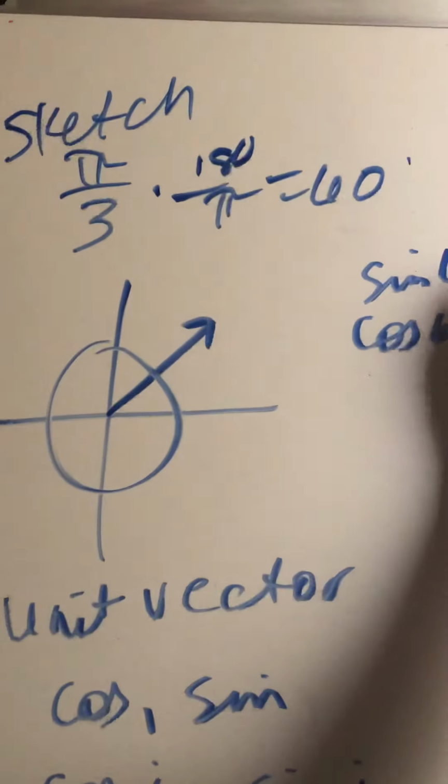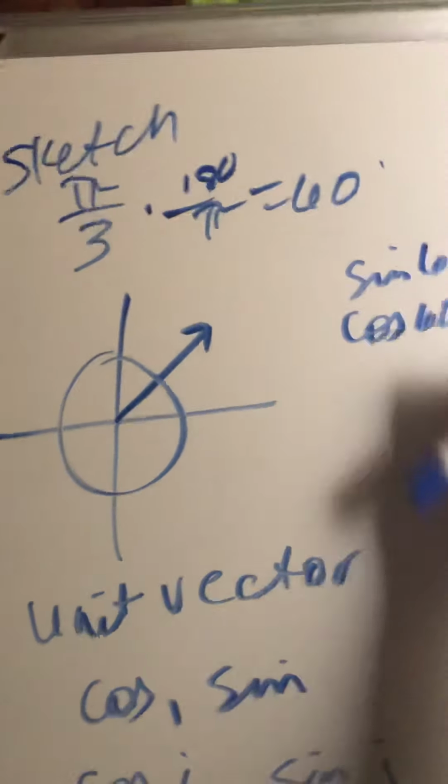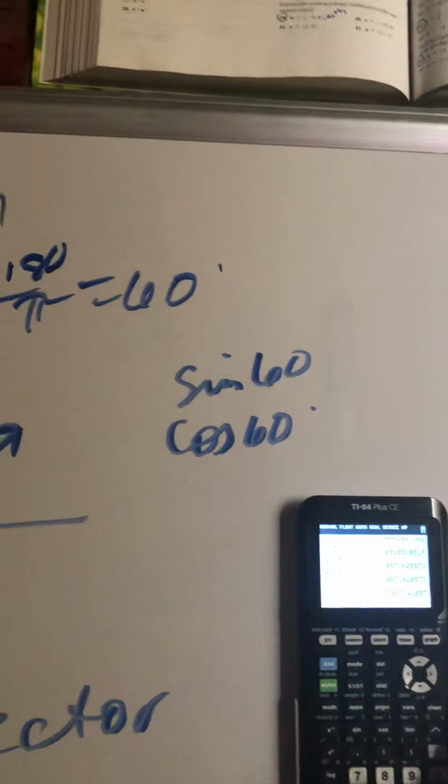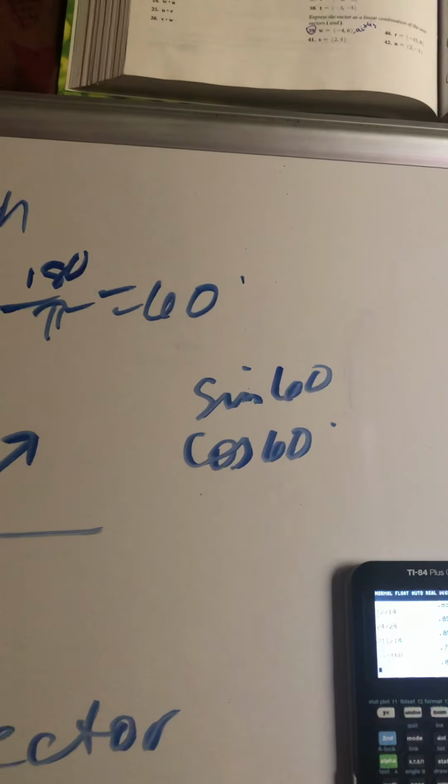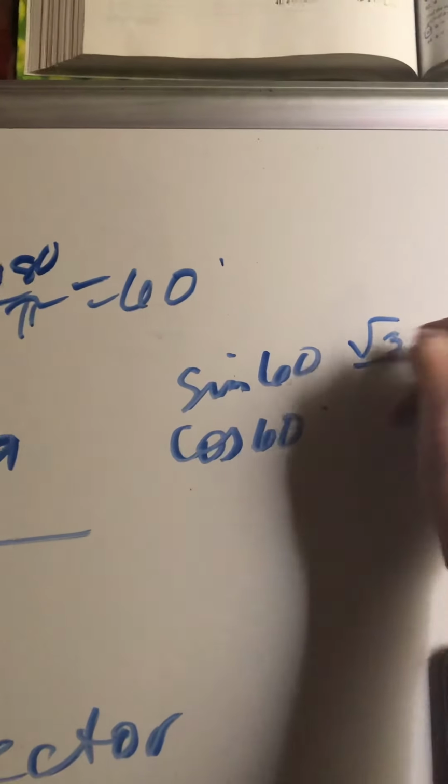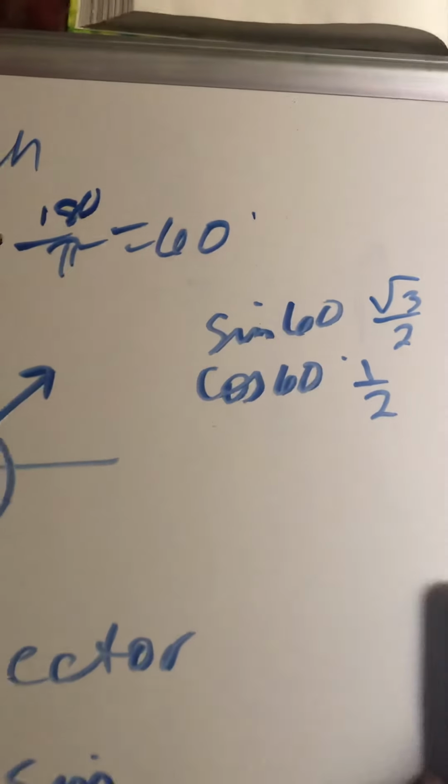The sine of 60 is, I always get these messed up. Hold on, before I say it wrong. And they have to be exact, so I can type it in the calculator and see what it is. Square root of 3 over 2 is the sine of 60, and then 1/2 is the cosine of 60.